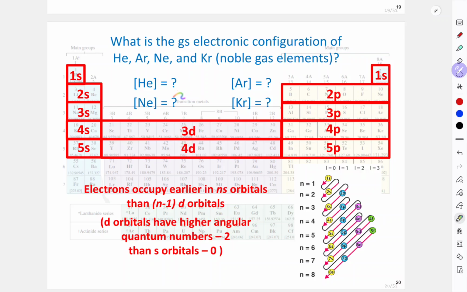The electrons occupy ns orbitals earlier than (n-1)d orbitals due to quantum effects. The d orbitals have a higher angular quantum number, which is 2, than s orbitals, which have an angular quantum number of 0. So the general rule is the following. Electrons occupy ns orbitals earlier than (n-1)d orbitals. You can follow this arrow to generalize how the Aufbau principle applies. So for krypton, you need to fill all the electrons of argon's ground state electronic configuration, followed by the 4s, 3d, and 4p orbitals.